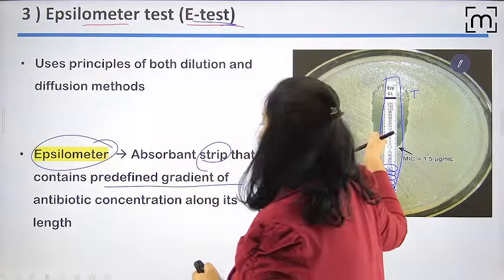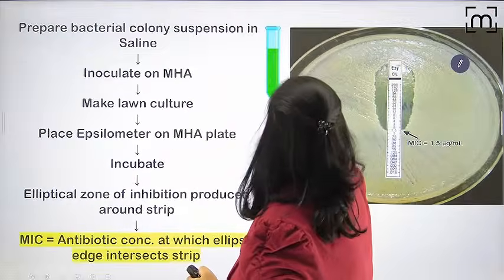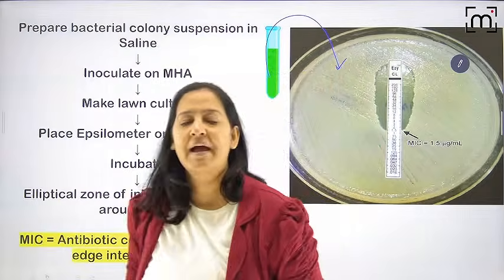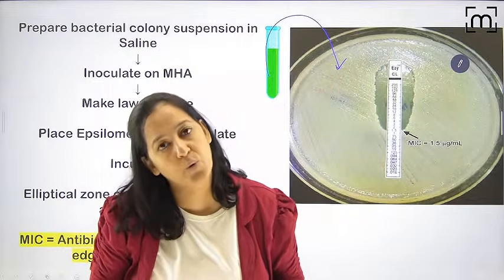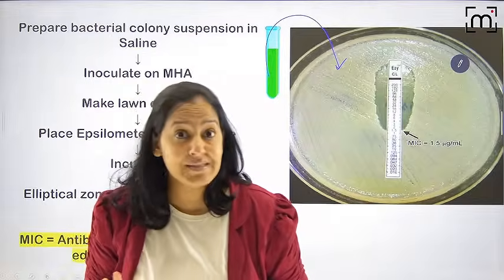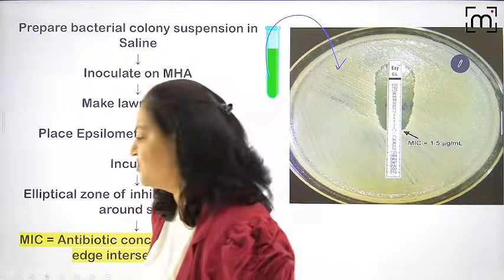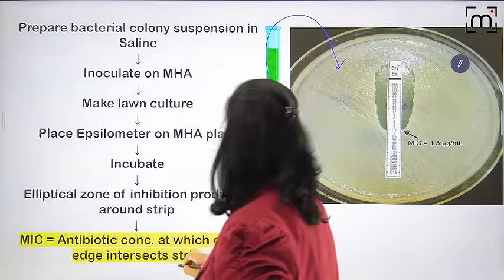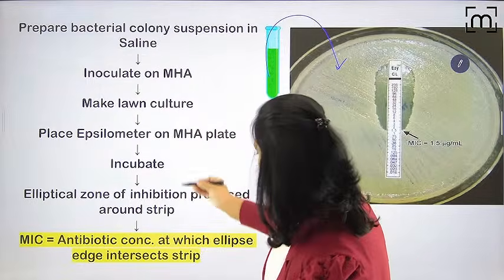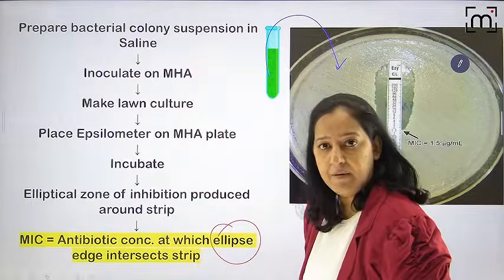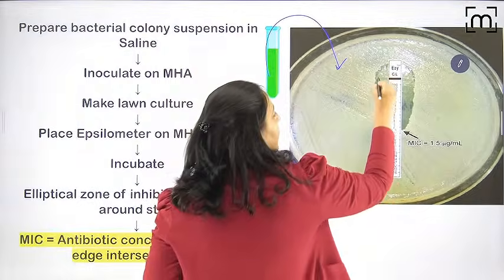And I am putting it at the center. I am pouring my specimen, and I am looking for zone of inhibition, ZOI. Here ZOI is not a circle. The ZOI is elliptical shape. You know what is elliptical shape? Here ZOI will be in the form of elliptical shape. You can appreciate the ZOI.